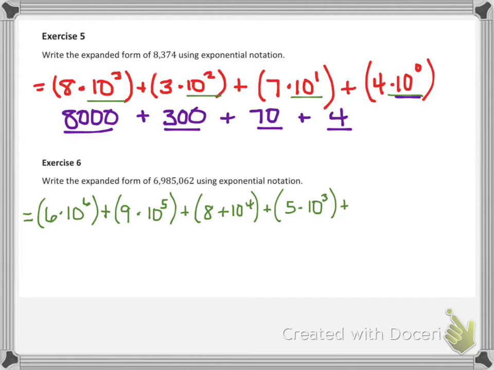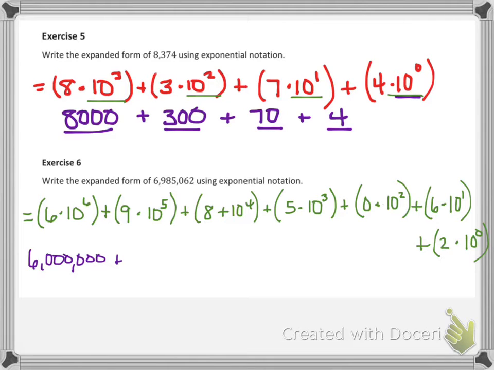Next digit is a 0, so that's 0 times 10 to the 2nd, plus my next digit is a 6, so that's 6 times 10 to the 1st, and I didn't quite fit it on there, but the last digit is a 2, so that's 2 times 10 to the 0 power, and we should be able to recognize our number from that, and let's just check it to be sure. 10 to the 6th power, so that's 10 times 10 times 10 times 10 times 10 times 10 is going to be 1,000,000, and 1,000,000 times 6 is 6,000,000.